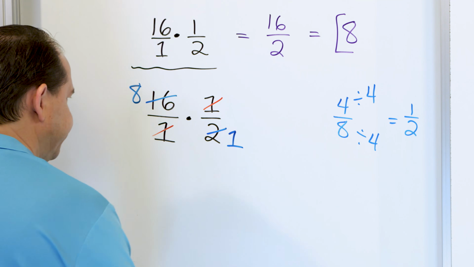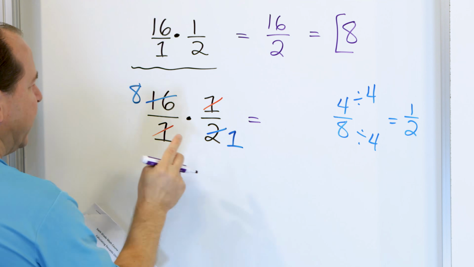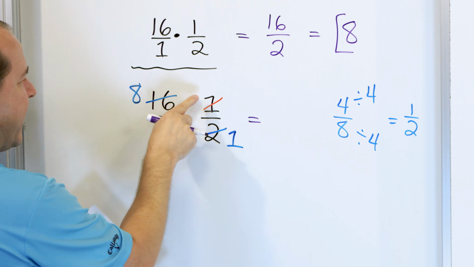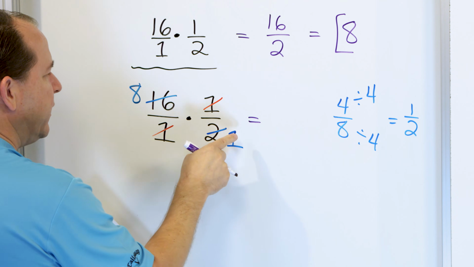Now, what does this do? The only thing left here is 8 on the top, and you have a 1 that's gone, a 1 that's gone, and there's a 1 here.